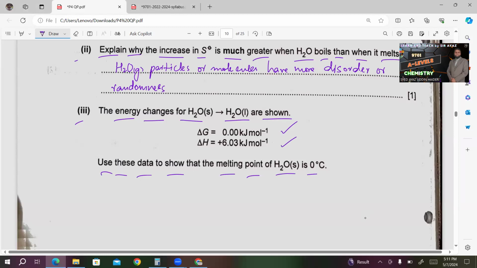First of all, we'll convert kilojoule into joule. So delta H is given. We'll convert this into joule, which means you have to multiply it by 1000. So what will we get? We'll get 6030 joules per mole.